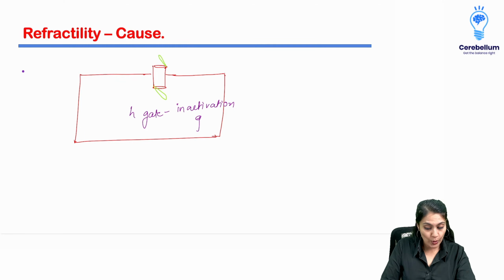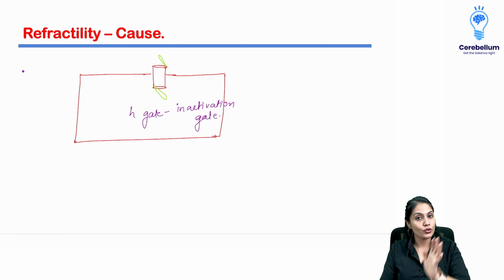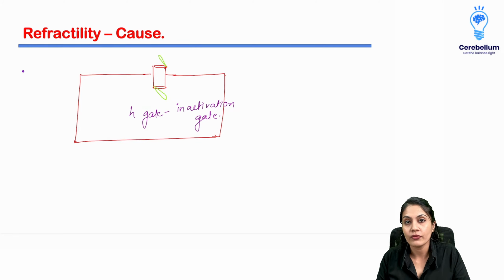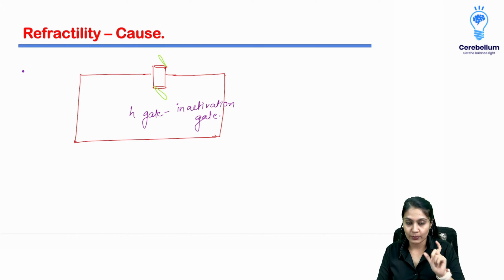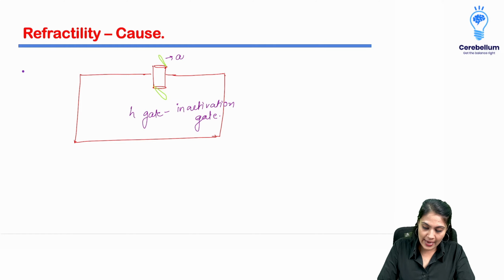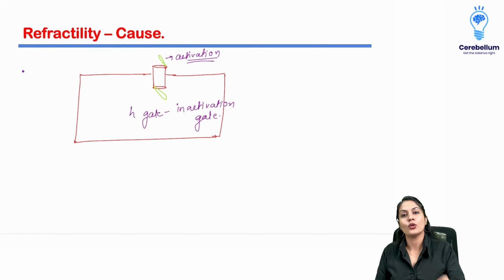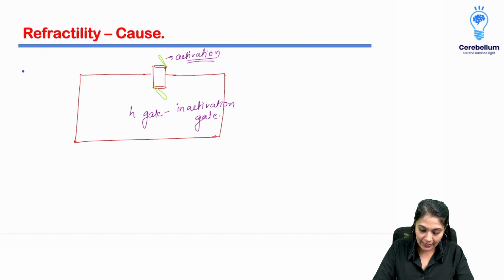This gate is very stubborn. Once it is closed, you cannot just open it up with a higher force, right? No matter what you do, it is going to be closed for some duration. Please remember that. And this is the activation gate. You can open this gate, but you cannot open the H gate. This activation gate is also known as the M gate.